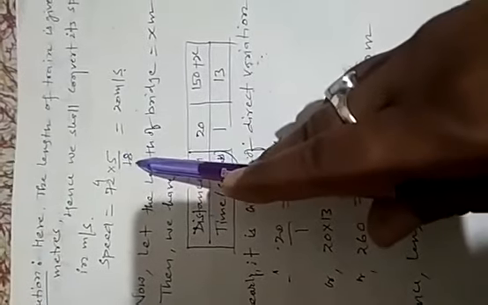Solution is here. The length of train is given in meter. Hence, we shall convert its speed in meter per second. Therefore, speed is equal to 72 into 5 by 18.